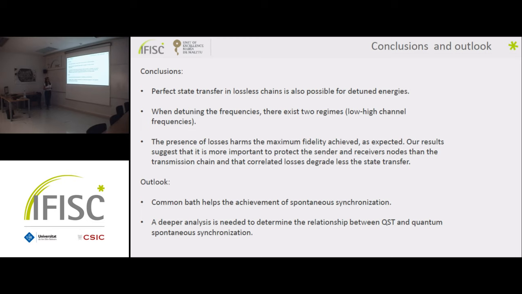The presence of losses harms the maximum fidelity achieved, as expected, and perfect state transfer is never achieved for the studied systems, except lossless systems. Our results suggest that it is more important to protect the sender and the receiver nodes than the transmission chain. We show that with the chain system and the channel system. And correlated losses degrade the state transfer less. As an outlook, a common bath helps the achievement of spontaneous synchronization. And obviously, a deeper analysis is needed to determine the relationship between quantum state transfer and quantum spontaneous synchronization.